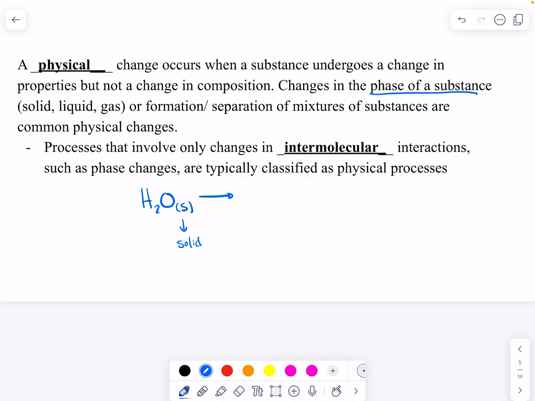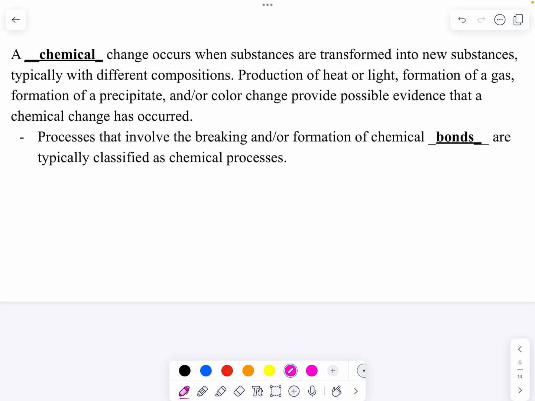And then if it melts, we would write it as H2O with a little cursive L, which means it's a liquid, right? But the bonding hasn't changed. The only thing that's involved is just a breaking of our intermolecular forces. On the other side, a chemical change occurs because they are actually changing their bonding.